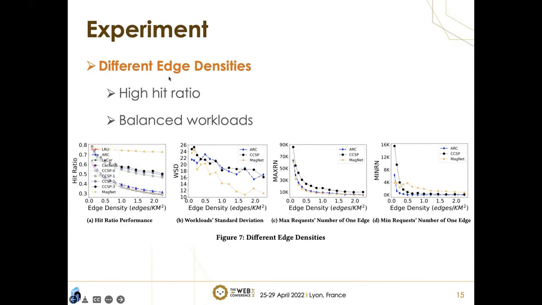This case is the different edge density. We choose different edge densities in the environment. We can say that MagNet has a good hit ratio and better workload balance performance.